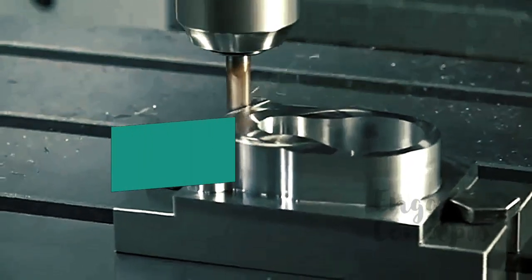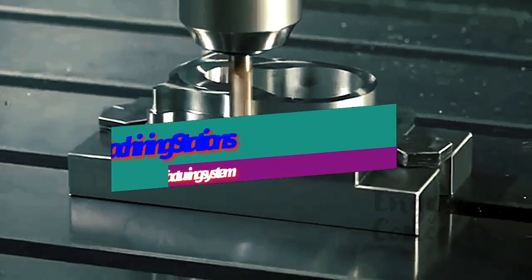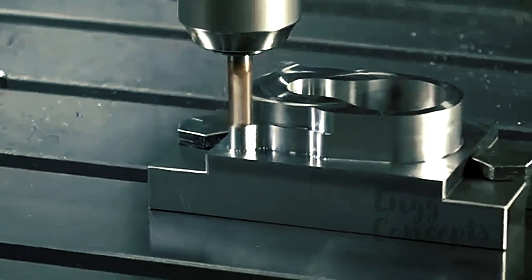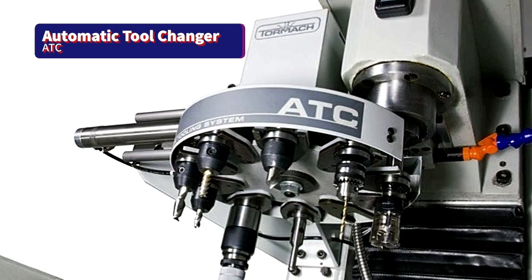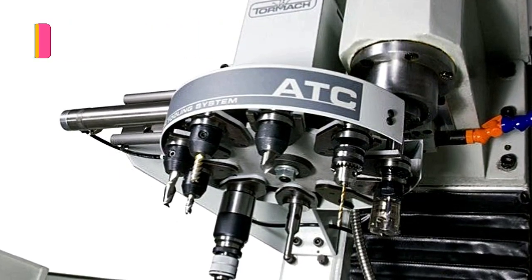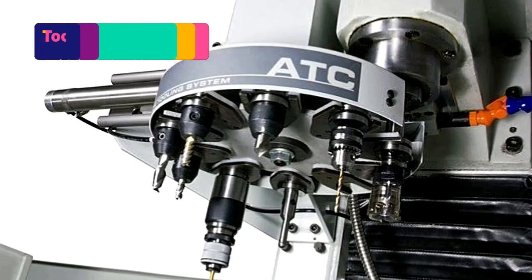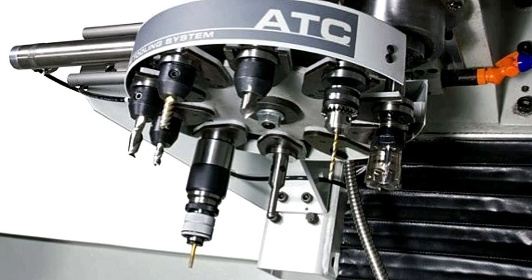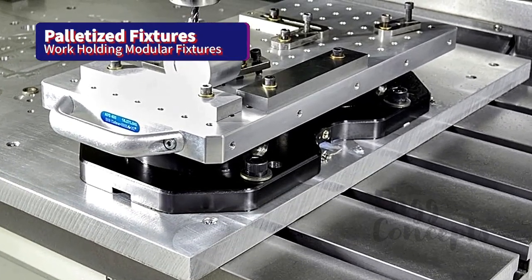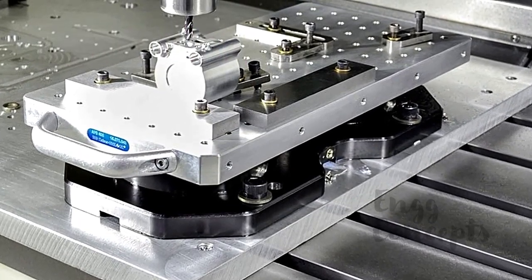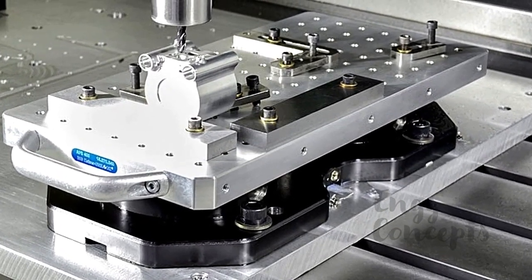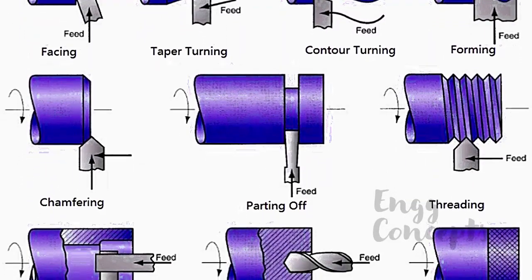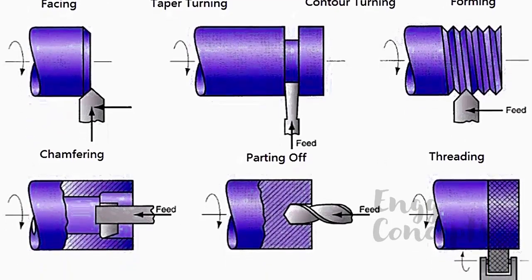In machining workstation, as said earlier, CNC machines are used in machining stations because of certain features. CNC machines can include automatic tool changer. It can change the tools automatically in less time and can store multiple number of tools. It has some tool storage capacity. We can use palletized work parts for quick and easy setup of work parts in CNC machines to perform machining operations. Some of the machining operations are turning, tapering, facing, milling, drilling, etc.